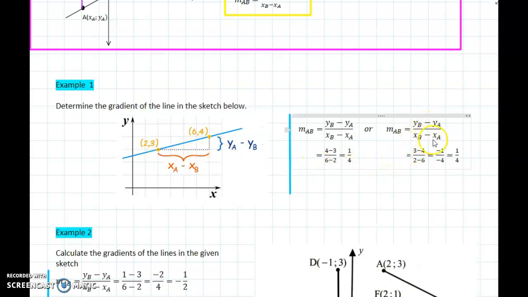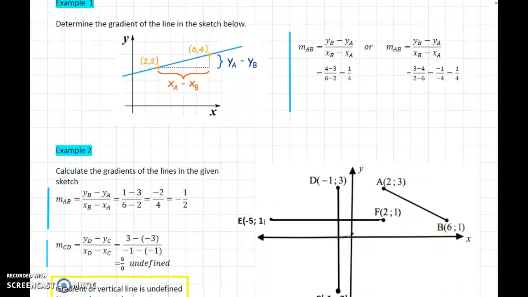As I said earlier on, the order doesn't matter. So if I decided that this was my y_B, in other words, if I say 3 minus 4, then I must say 2 minus 6. So if I do say 3 minus 4, I get negative 1, and 2 minus 6, negative 4, which still gives me a quarter. So it doesn't matter which one you start with first. But if you start with this y value, then I must start with that x value. So the gradient of that line is a quarter. Note, it's sloping up. It has a positive gradient. And that is not very steep. It's a quarter of the gradient.